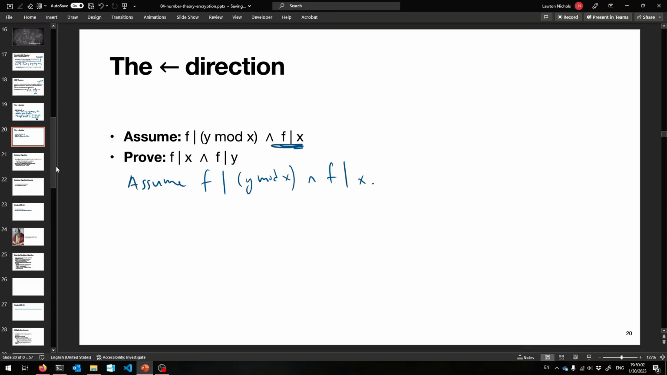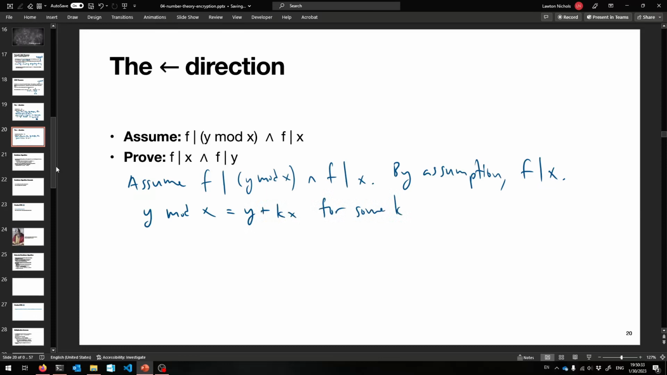Again, I'm assuming this. I can immediately show that f of x is true because I need to show both of those, f of x and f of y. So again, by assumption, f divides x. So all I need to work on is showing that f divides y is a true statement. So what is y mod x, again, but some y plus k of x for some k. And this is where it gets interesting. What is this but an equation, obviously? I can solve that equation for y.